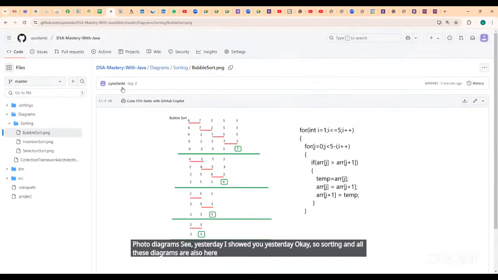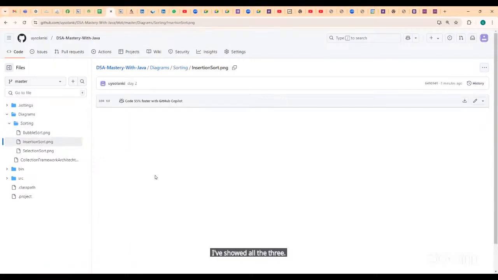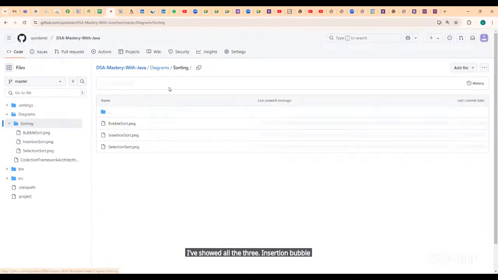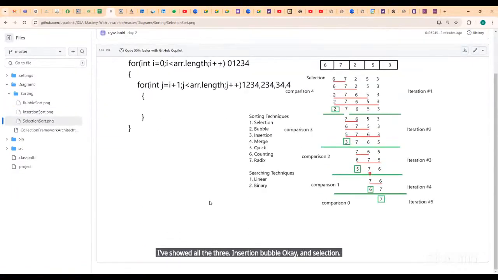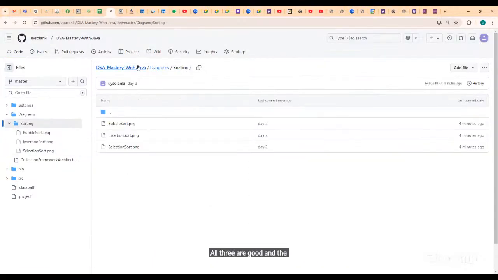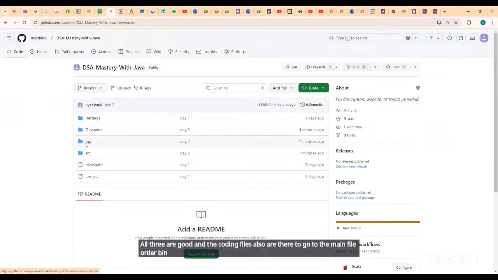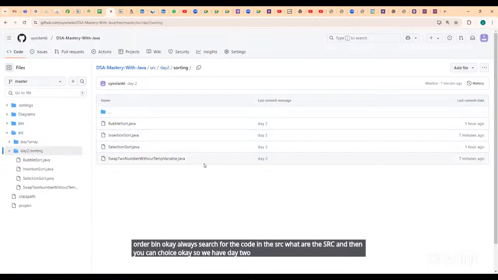It's a good thing. I have shown all three: insertion, bubble, and selection. All three diagrams are there, and the coding files also. So go to the main file, go to bin. Always search for the code in the SRC. Go to the SRC and then you can choose. So we have day 2, and this is what we have done on day 2.